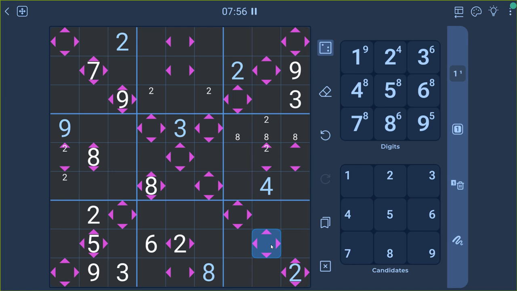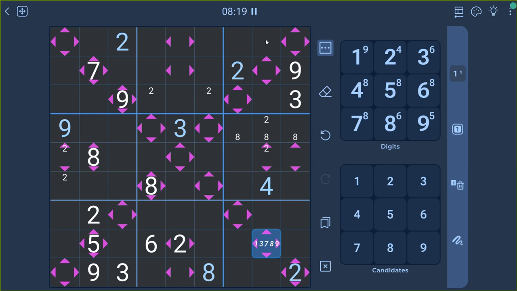Okay, so let's have a look at this one because it's quite a lot of digits that this already sees. So if we look at what this can be, it can be a 1, it can't be a 2, it can be a 3, it can't be a 4, 5, 6, it can be a 7, 8, 9.